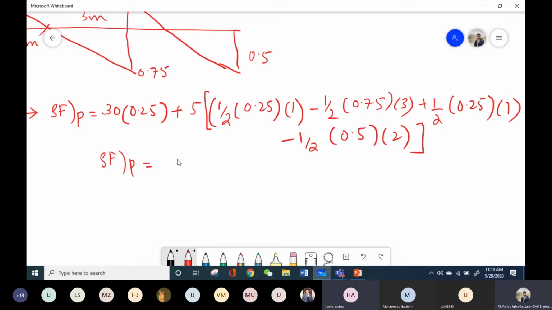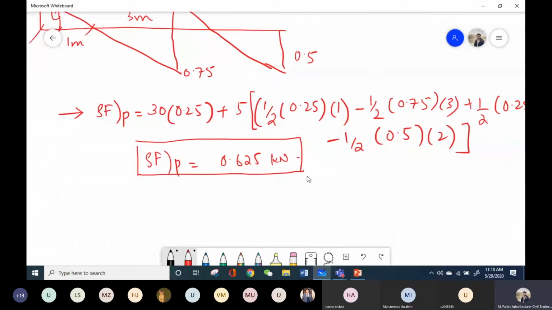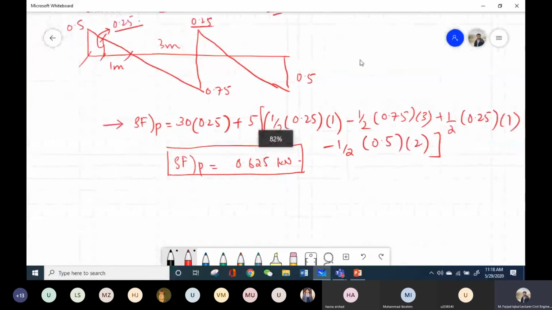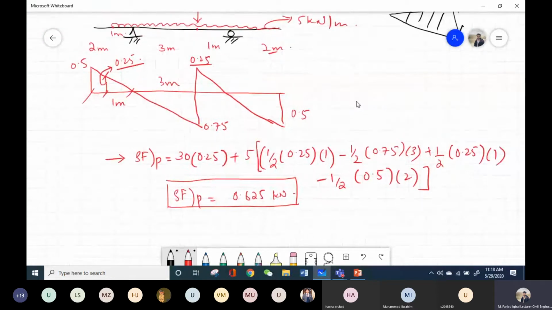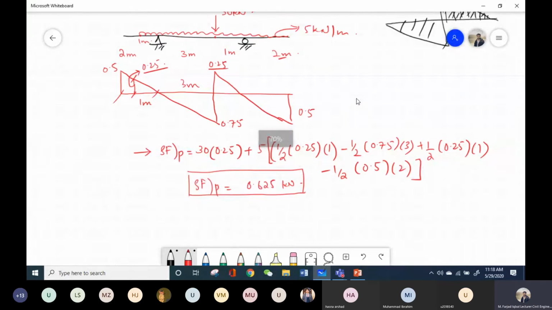So the shear force at point P is 0.625 kilonewton. So let's do another trial. Now you have seen that for this case of UDL, obviously I have multiplied with the areas, but these two areas are subtracted from this one. So maybe this is one of the reasons that you are not getting a maximum value. What if you place a UDL, because this is a live load.